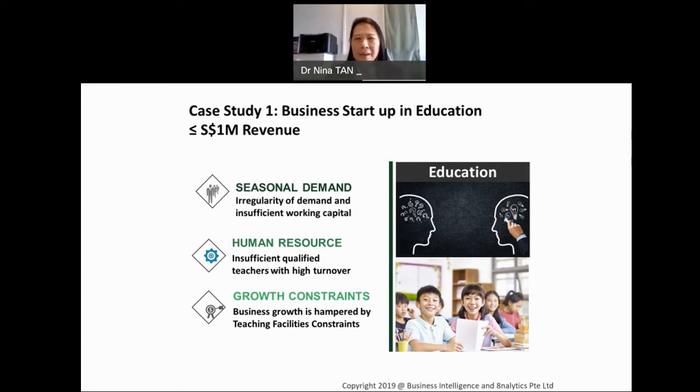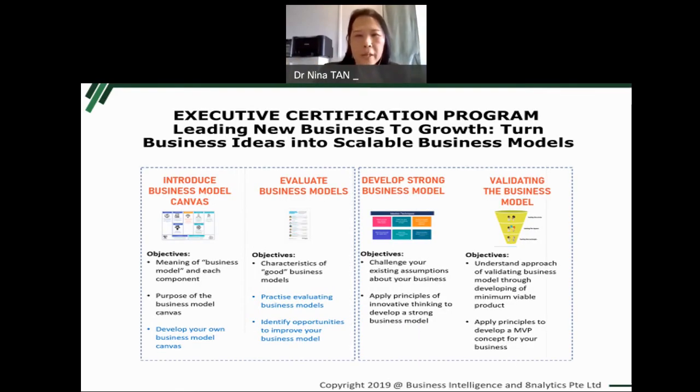They have seasonal demand. The second issue that they have is about human resource. The number of qualified teachers is just basically insufficient. The third issue is that there are growth constraints. They find that they are plateauing. How do we address this issue with them, right?